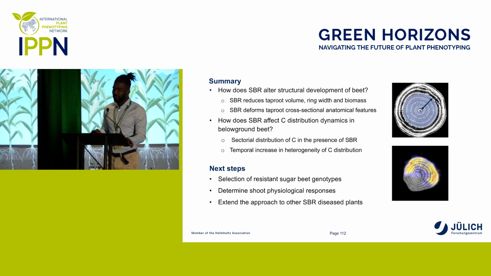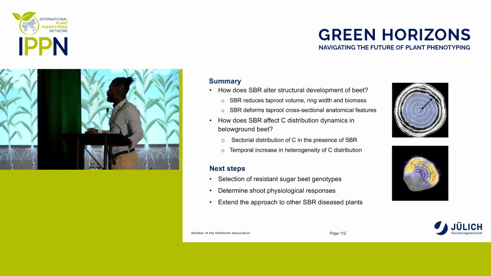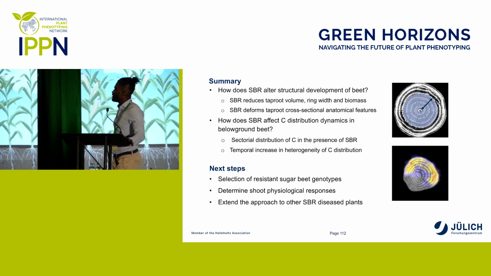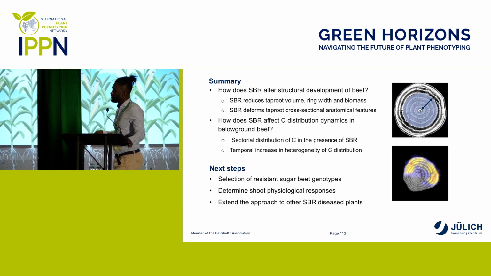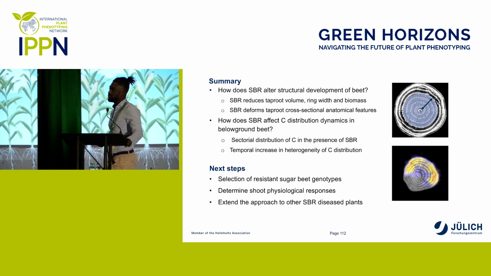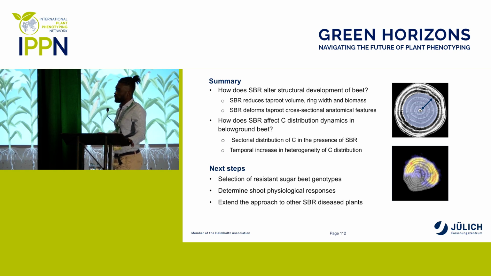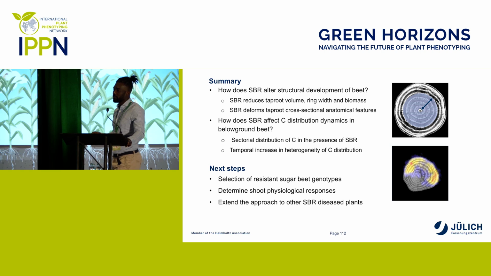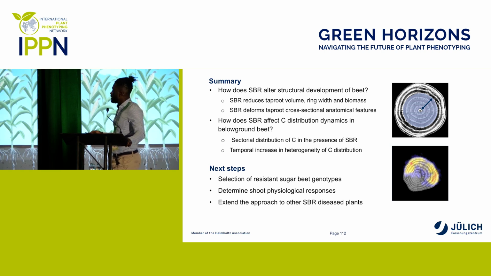So let's have a flashback here. Earlier on, I indicated we want to understand how SBR alters structural development of the beet. And indeed, we have seen that the disease is reducing the beet volume and also the inner ring width. What I haven't shown today is the biomass, but we have a clear indication that the biomass is also reduced. Moreover, we've also observed deformation in the cross-sectional anatomical root features.